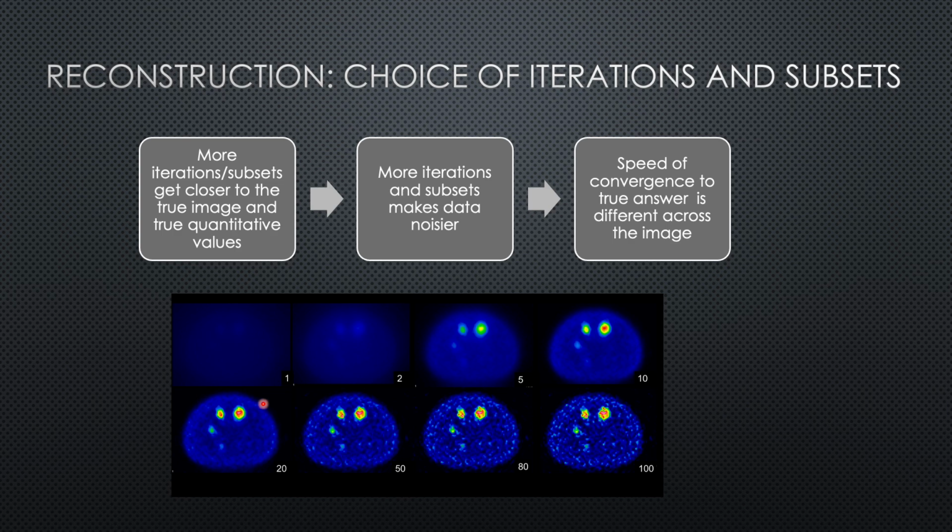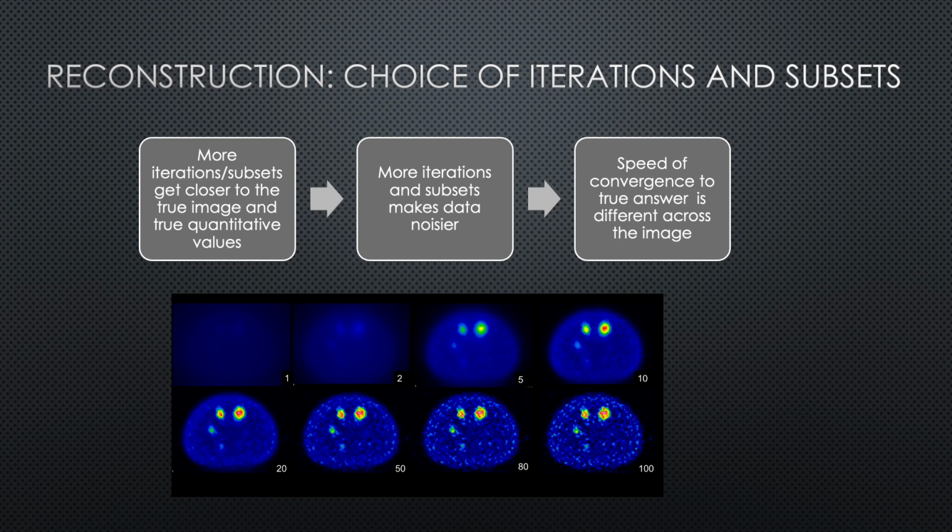So this is one of my phantom images again. This is the number of updates, which is the product of the iterations and subsets. And you can see quite clearly, while in the early number of updates we don't really see good contrast between the features, it gets better and better as we go through more and more updates. But equally, we can also see that the image here at 100 updates is really quite noisy, particularly when we compare to what we had at 10 updates. So, the idea is to get convergence, but it does increase noise.